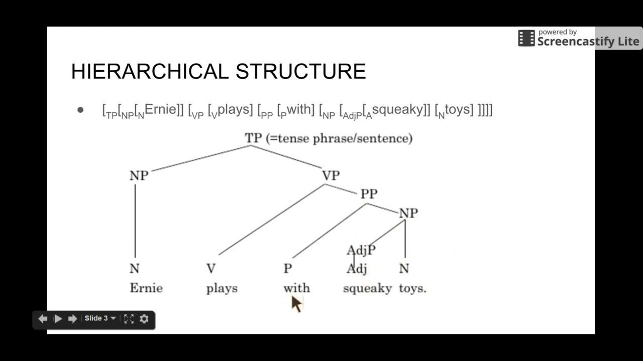And then we can have another one. We can have a preposition with, and with combined with this NP becomes a bigger constituent, which is a prepositional phrase. And then we have V plus the whole PP becomes a VP. And finally, we have NP and VP combined together, and we derive TP. TP means tense phrase, or just simply a sentence.